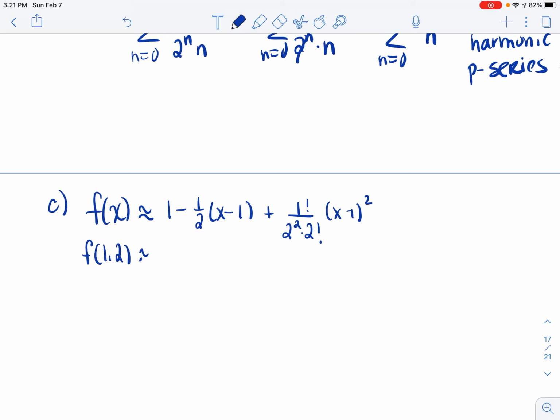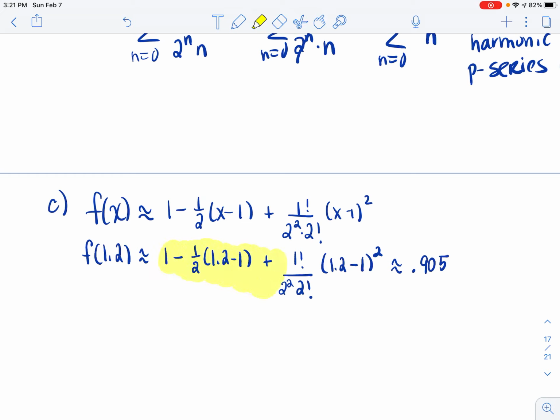So if we want an approximated value of f of 1.2, that would come from 1 minus 1/2 times 1.2 minus 1 plus 1 factorial all over 2 squared times 2 factorial times 1.2 minus 1 squared. Remember, there's no need to actually simplify that. If you did want to simplify or make a decimal value, you need to keep at least 3 decimal places. But as I've mentioned before, it doesn't need to be simplified. You could leave this as your approximate value for f of 1.2, and I think that would be better than risking making some sort of a mistake as you do your calculation.